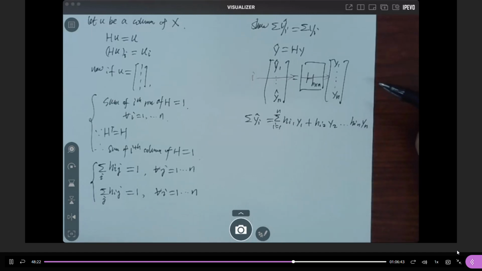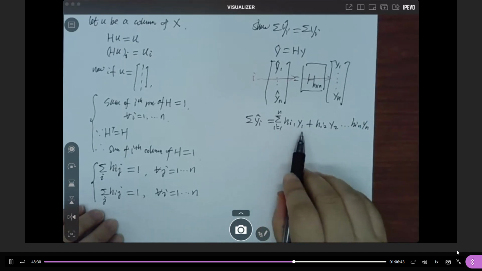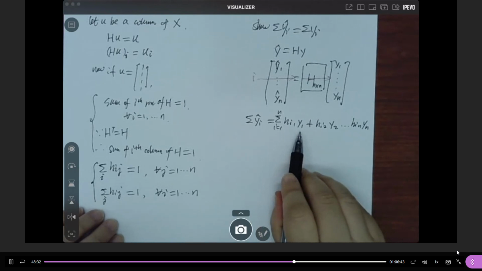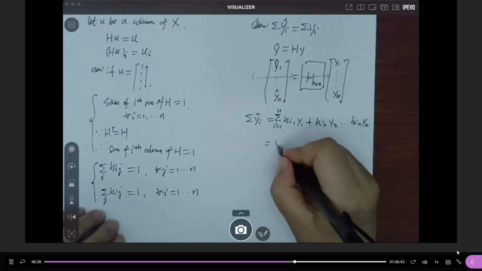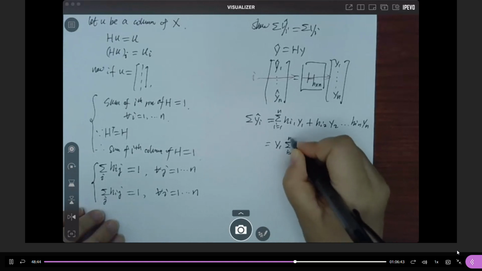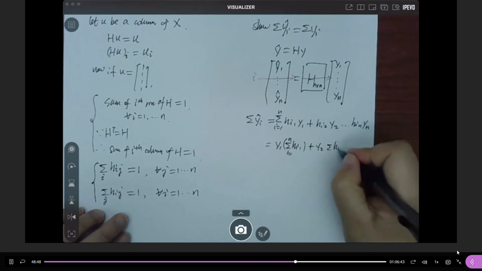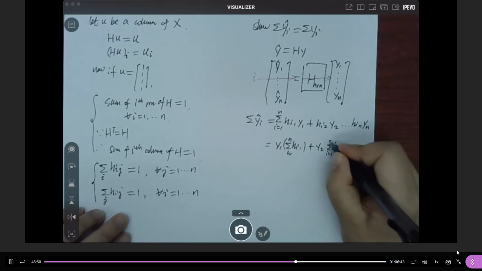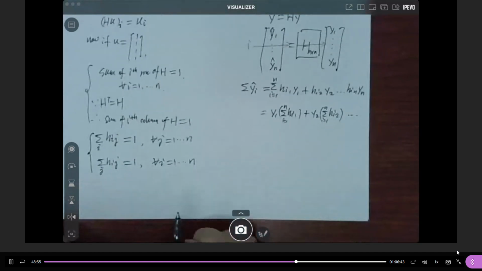Yes. Then you see here, for each summation, i goes 1 to n, you have specifically y1 here. It's not considered a variable with respect to i. So you basically can write it out as y1 times summation h_i1, i goes 1 to n, plus y2 times summation h_i2, i goes 1 to n, and so on all the way to n.